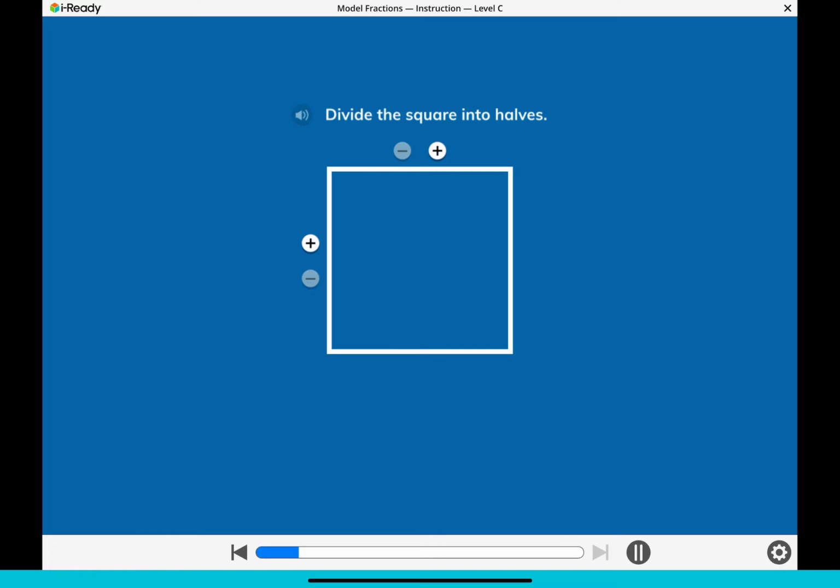Let's try dividing shapes into equal parts. Divide the square into halves. You can tap these buttons to add a line. Then, drag the line to move it. You can tap these buttons to remove a line.